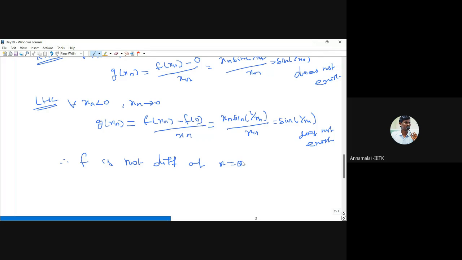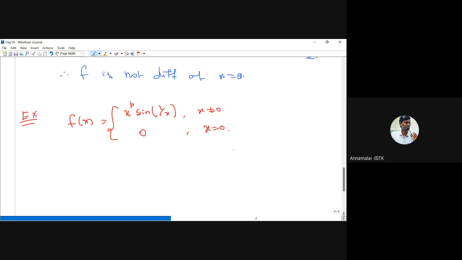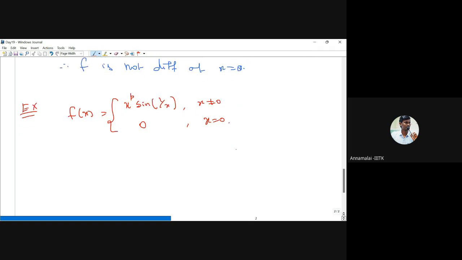For what values of p, this x power p into sine 1 by x? That is the extension of this problem. The f of x is defined to be x power some p times sine of 1 by x, where x is non-zero, and 0 if x equal to 0. So if p equal to 1, just now we proved that this is not differentiable at x equal to 0. For what values of p is the function differentiable, and for what values of p is this continuous at x equal to 0?